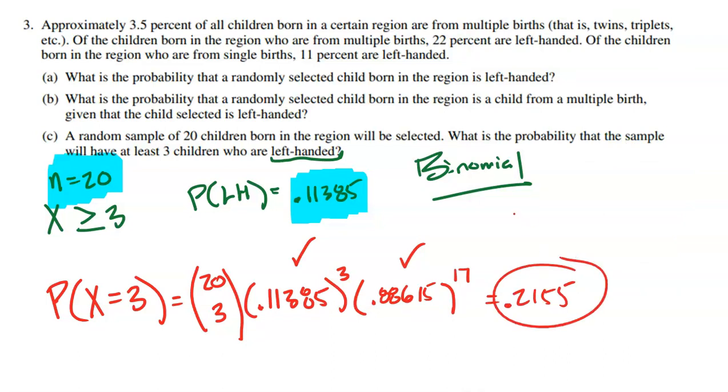But the problem is, I'm not even close to being done, because it says at least 3, which means 3 or more. So now I have to do exactly what I just did for 4, 5, 6, 7, 8, 9, 10, all the way to 20. And you might be thinking, boy, that sounds like a lot of work. There's got to be an easier way.